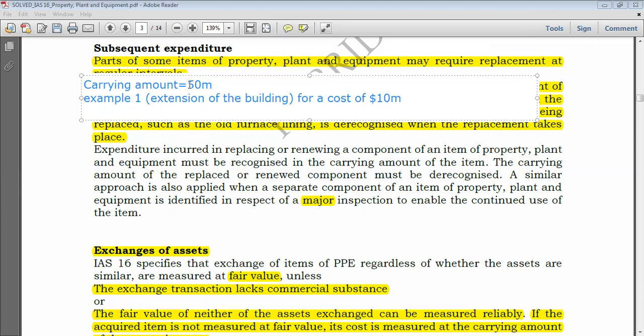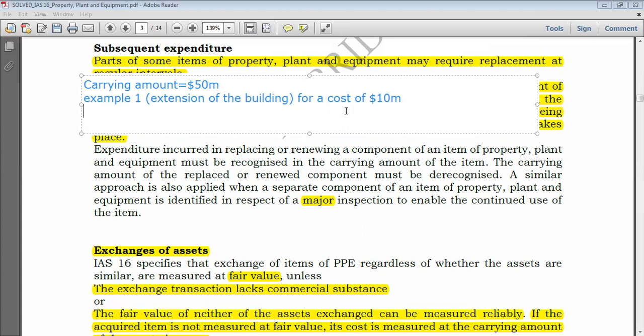So initially in the books, you had the building at a cost of $50 million, and then you have made an extension for a cost of $10 million. We're just speaking here of the initial recognition. You have made an extension of the building, so that cost also needs to be capitalized. So you have a new carrying amount of a total of $60 million. How did we obtain the $60 million? We just took 50 million and added 10 million, and all is complete. So this will be the new carrying amount.